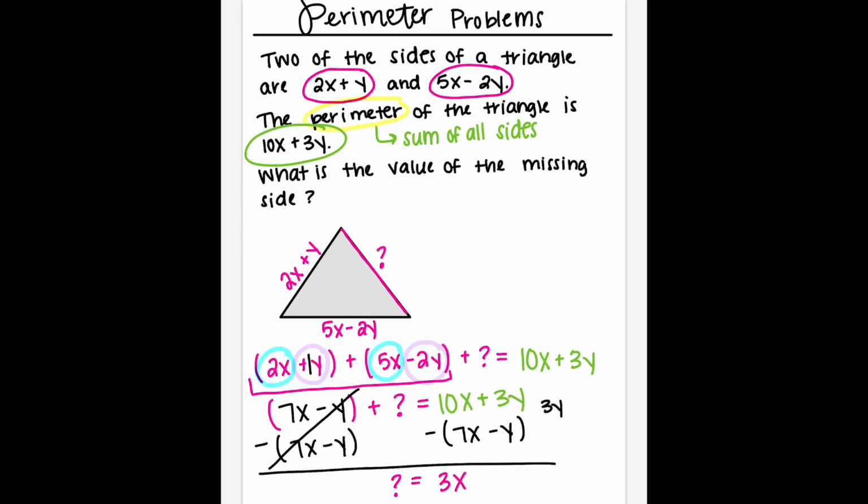We have 3y minus negative y. So 3y minus negative y. Again, anytime you have minus a negative number, the operation is addition. So 3y plus y, or 3y plus 1y, is 4y. So we have 3x plus 4y is the missing side.